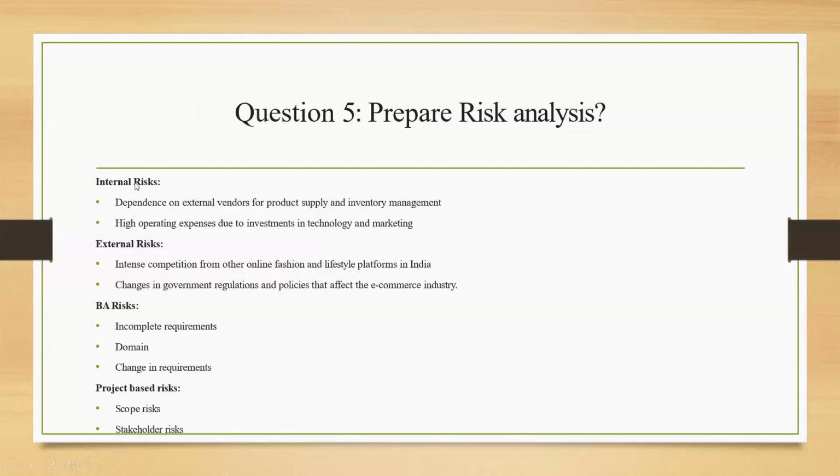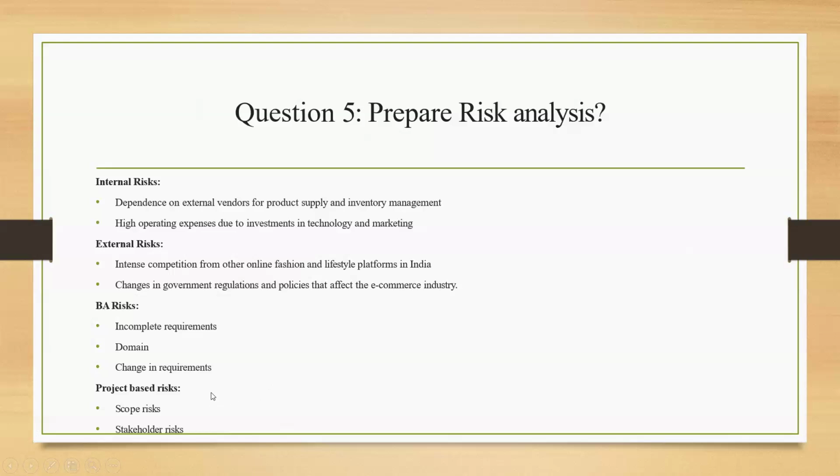Okay. And you can see the external risks could be intense competition from other online applications available outside, and changes in government regulations and policies that affect the e-commerce industry. These are some of the external risks. And what are the BA risks, which are specific to the BA domain? Like incomplete requirements, not having proper domain knowledge, and continuous change in the requirements. Such things could be involved in your BA risks.